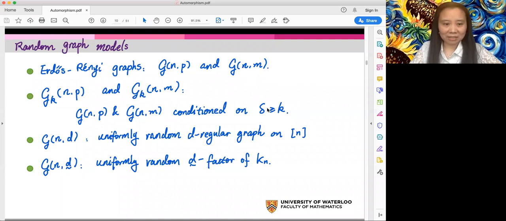And if you want to make it even harder, you can specify a degree sequence d tilde, and then think about a uniformly random graph with that degree sequence. In other words, it's a uniformly random d-factor of the complete graph. This is a generalization of G(n,d) where every component is equal. But going from here to here, even if you pick just a pair of vertices and ask what's the probability there's an edge there, it becomes non-trivial already.